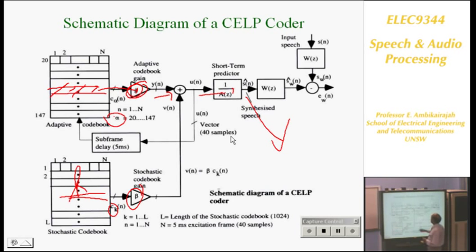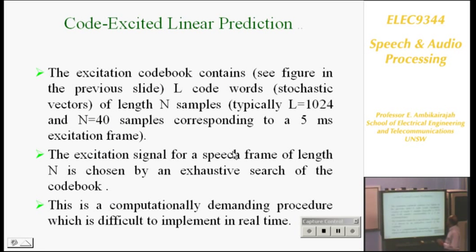And you get very good synthesized speech. So basically, what is the code excited linear predictor? As I said to you, you must have two codebooks. One is called the fixed codebook, the stochastic codebook. The other one is called adaptive, because adaptive means you are calculating the pitch period. You are trying to find out which one it is, and its content changes all the time. Whereas in the fixed codebook, once the noise is selected, it remains the same. You don't change it. Whereas the adaptive codebook depends on the speech frame, and its vector will be changing, okay?